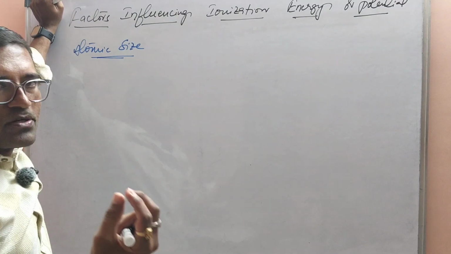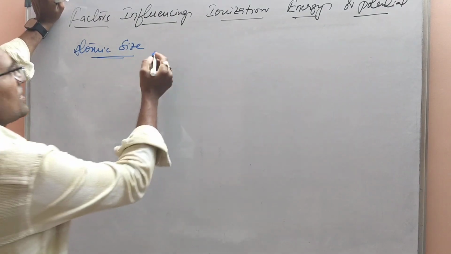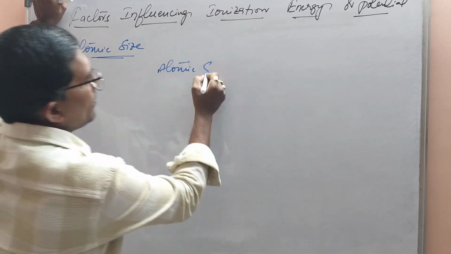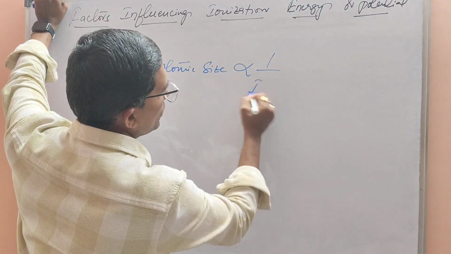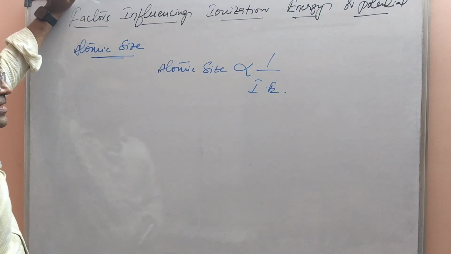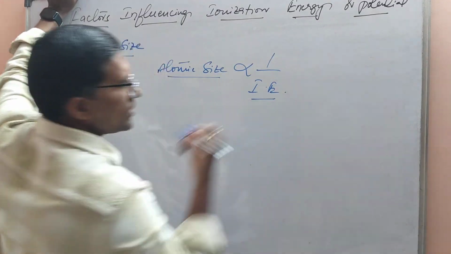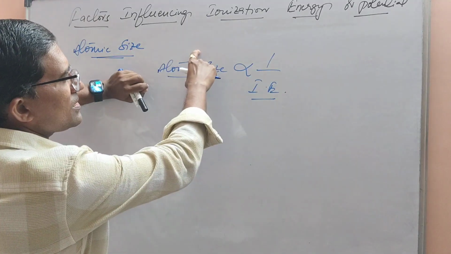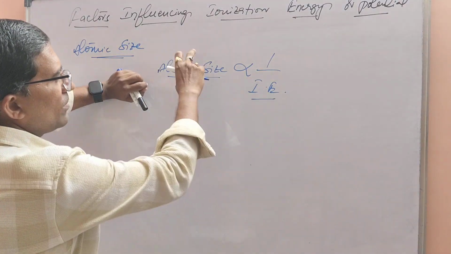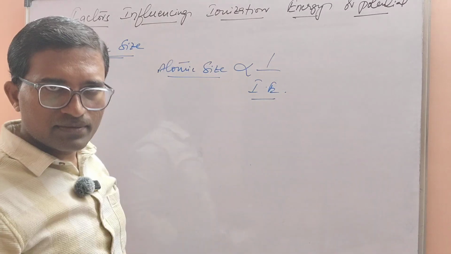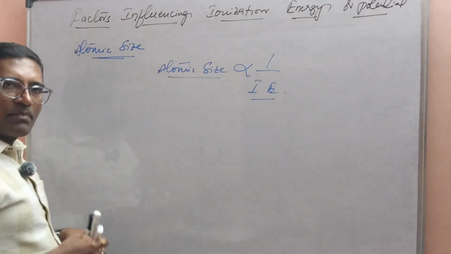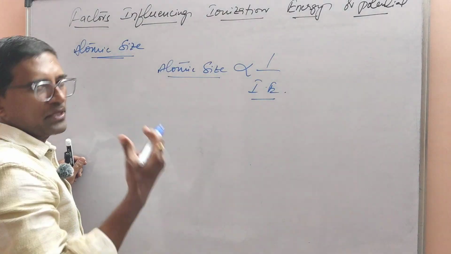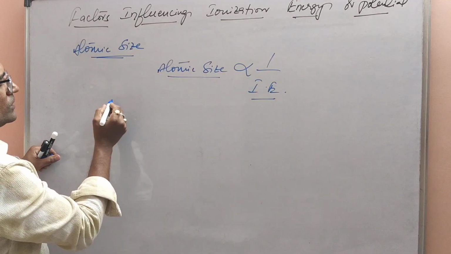I will give two examples for ease of understanding. Atomic size is inversely proportional to ionization energy. In the sense, as one increases, the other decreases. As atomic size increases, ionization energy decreases, and as atomic size decreases, ionization energy increases. Sir, can you give an example? I will take the elements which come under first group and second period. Now, take the example.